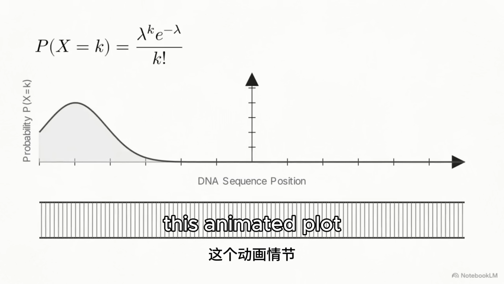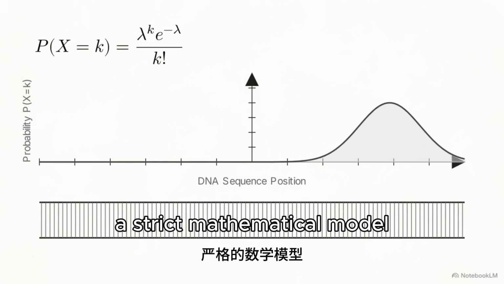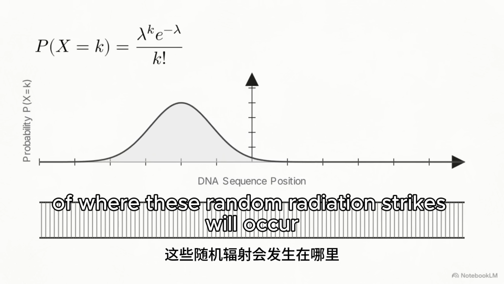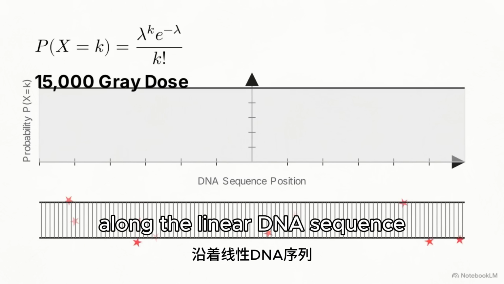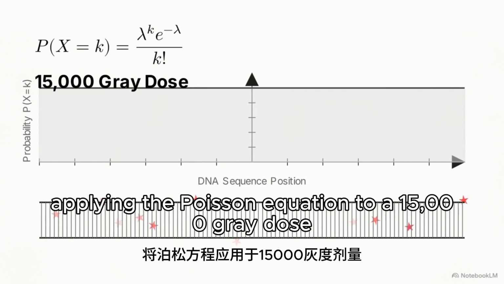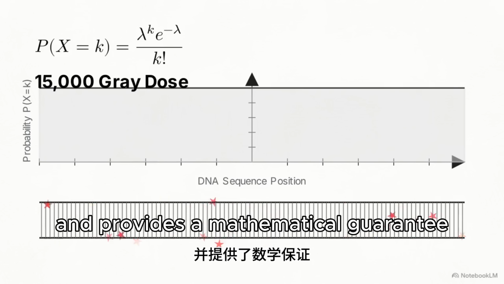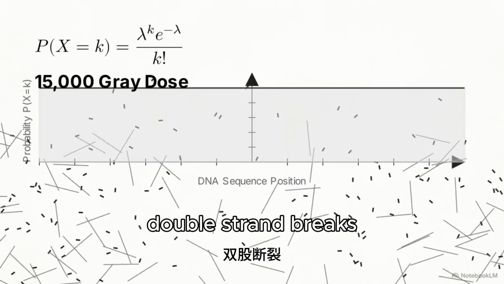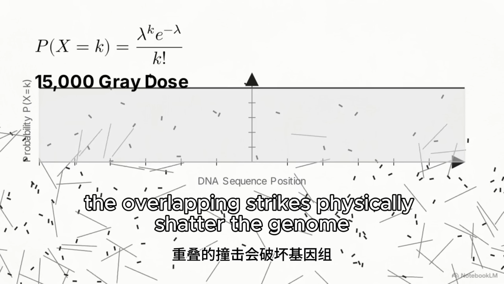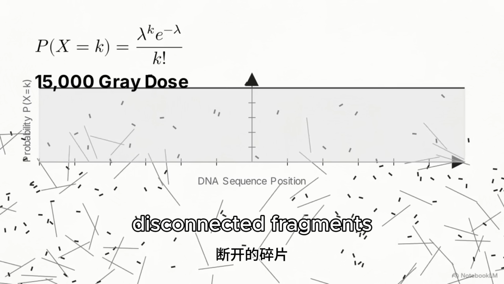This animated plot demonstrates the Poisson distribution formula, a strict mathematical model used to calculate the probability of where these random radiation strikes will occur along the linear DNA sequence. Applying the Poisson equation to a 15,000 gray dose removes all probability and provides a mathematical guarantee. The sequence will suffer hundreds of simultaneous double-strand breaks. The overlapping strikes physically shatter the genome into hundreds of completely unordered, disconnected fragments.